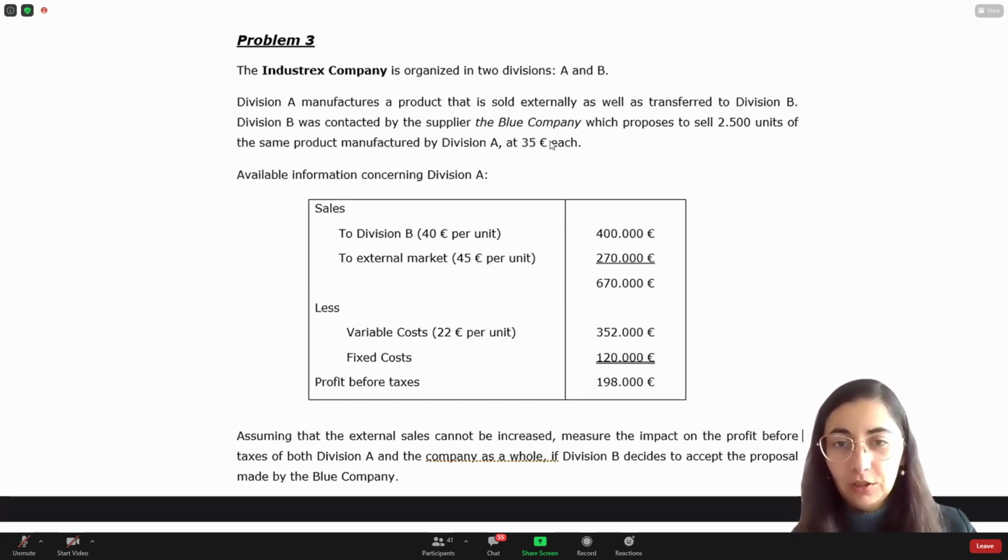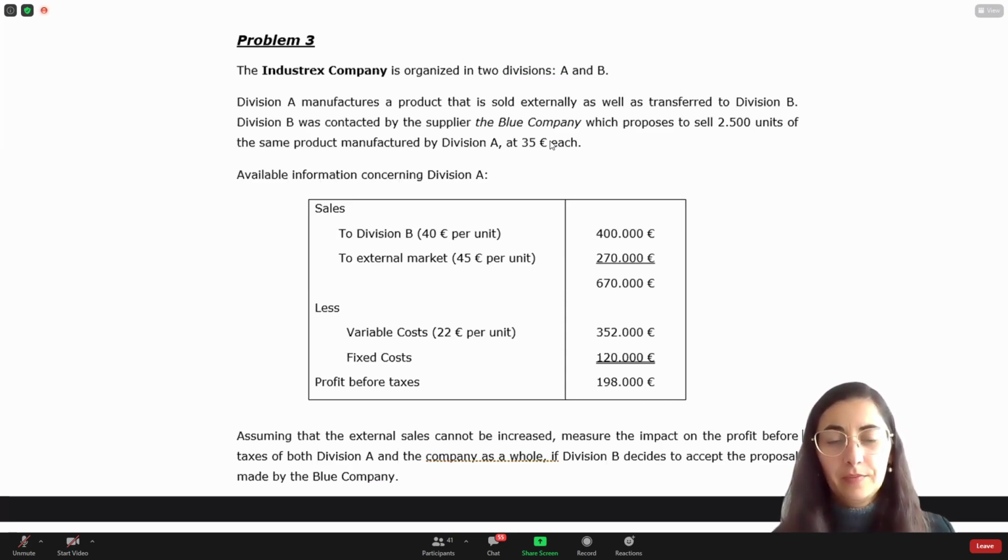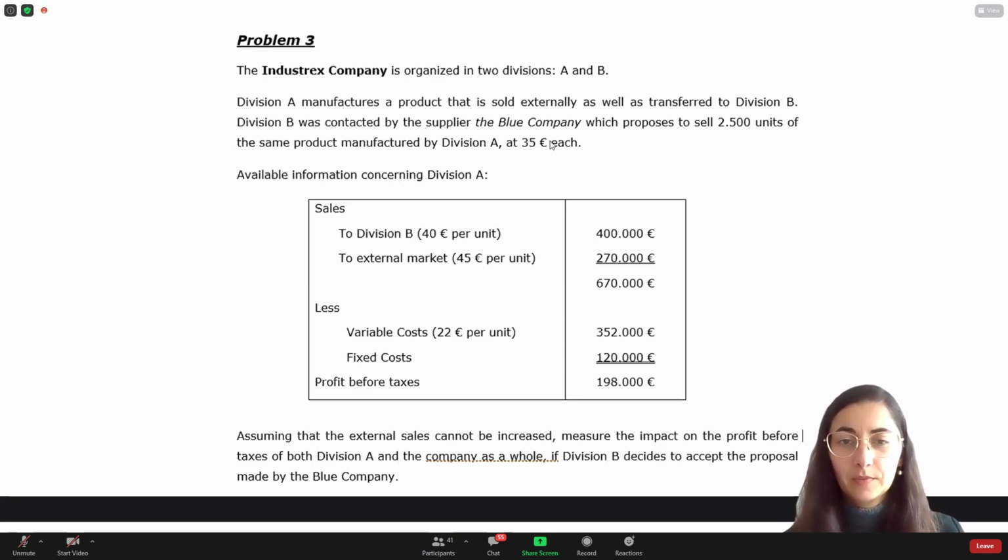So you can continue explaining how to get to the 45,000. So basically now division A will only sell 7,500 units to division B, and I assume that the external market will be the same. So now we get to sales. The total sales will be 570,000. So the sales from division A will decrease by 100,000.